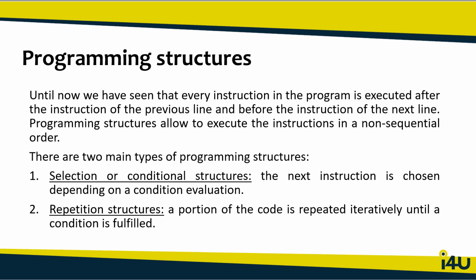Until now, we have seen that every instruction in the program is executed after the instruction of the previous line and before the instruction of the next line. Programming structures allow us to execute the instructions in a non-sequential order. There are two main types of programming structures. 1. Selection or conditional structures, where the next instruction to be executed is chosen as a result of a condition evaluation. 2. Repetition structures, where a portion of the code is repeated iteratively until a condition is fulfilled.